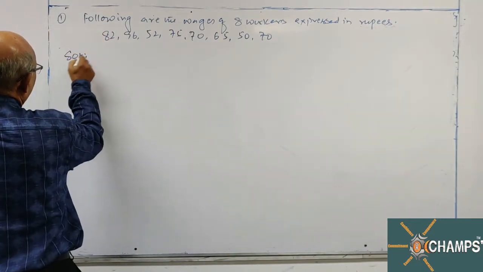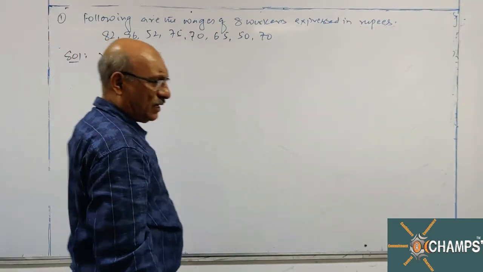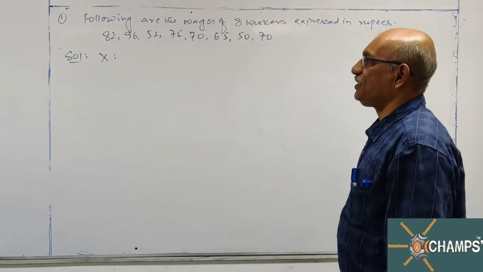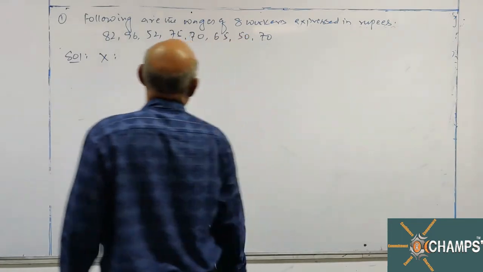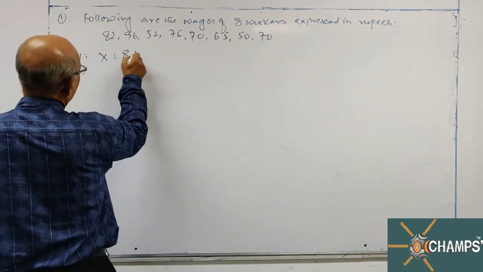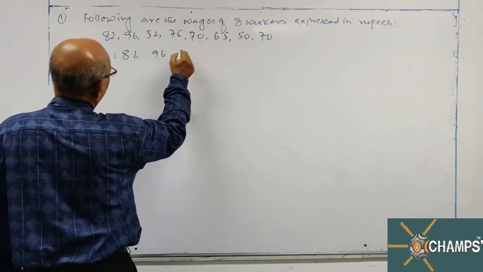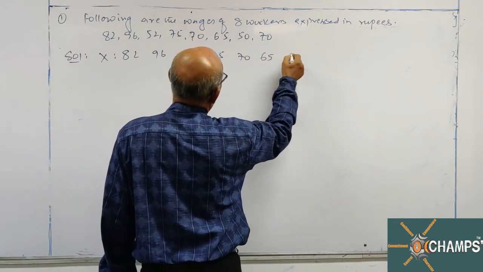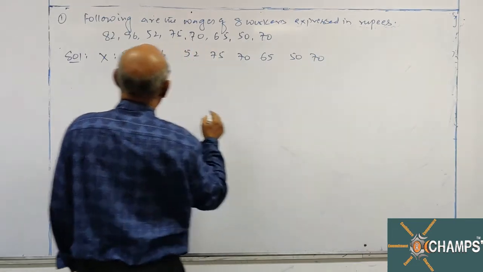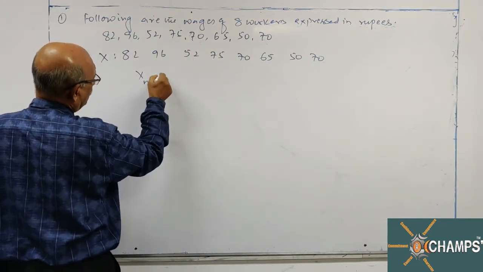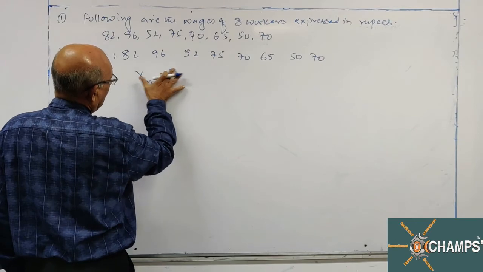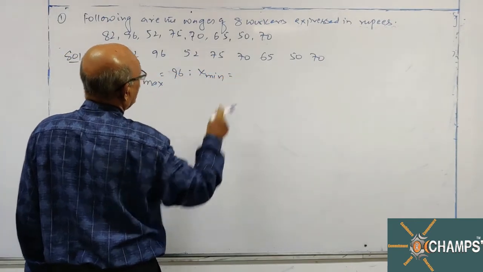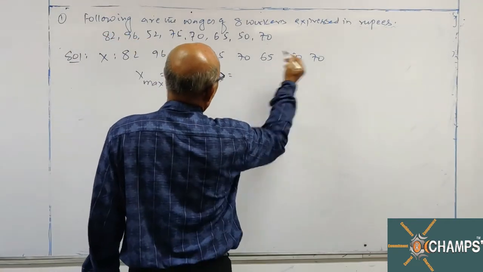See the solution. Let x be a variable which will represent the wages of the workers in rupees. So I can take it as it is, no need to arrange the data in ascending order. X maximum is equal to 96. X minimum is equal to 50.